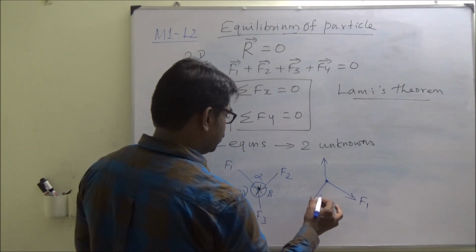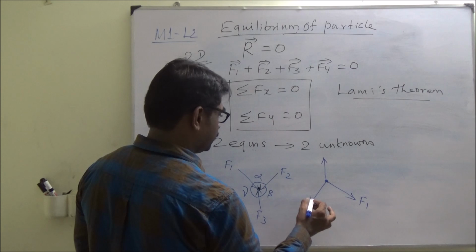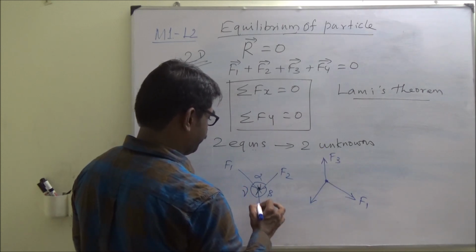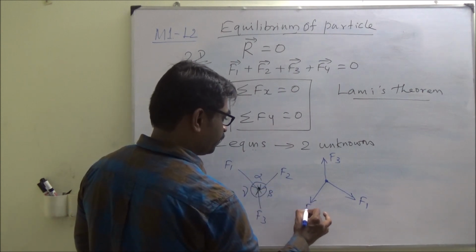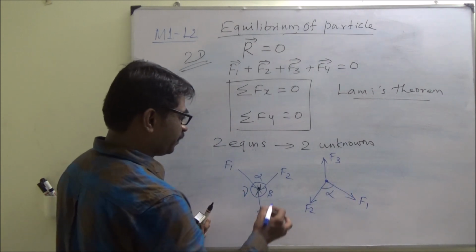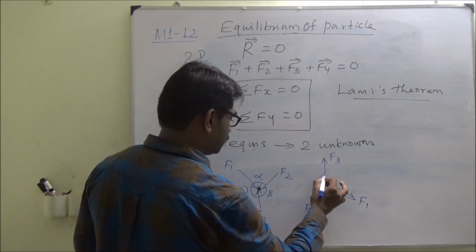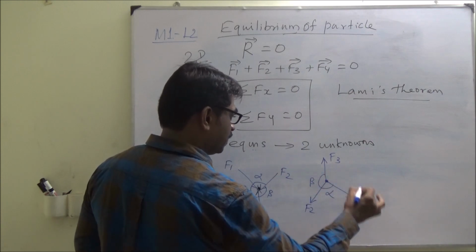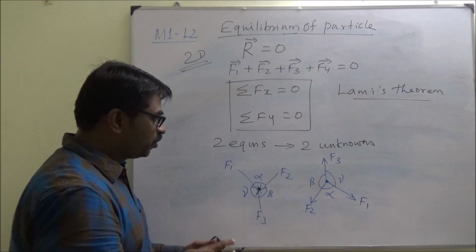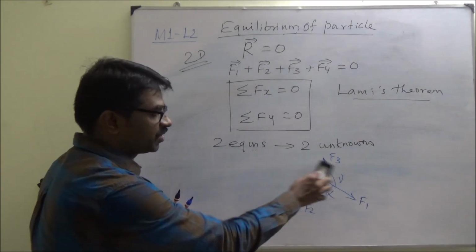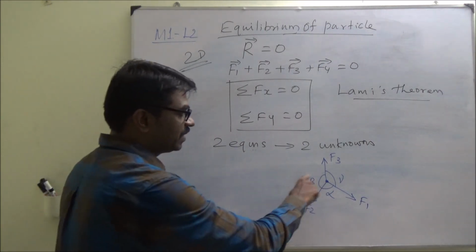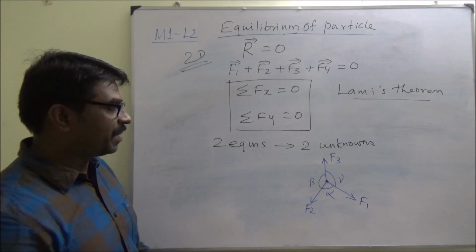Okay? So, F1, F3 and F2. So F1 and F2, now this becomes alpha, F2 and F3 becomes beta, and F3 and F1 becomes gamma. So assume these are the three forces that are acting on this particle with the angles of alpha, beta, gamma.